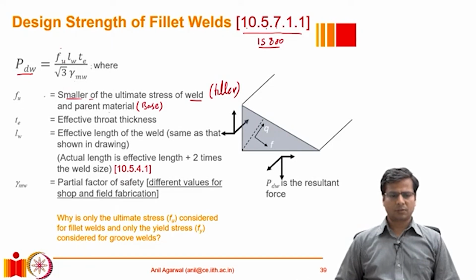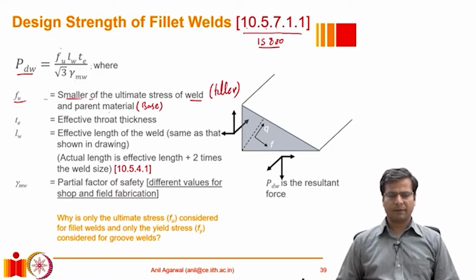So it asks us to take the smaller of the two fu values. The first question is why it is using the fu value and not the fy value, and the second question is why the smaller of the two. We will discuss that. In the meanwhile, while I am talking about other parameters, you try to think about the answer to these two questions.